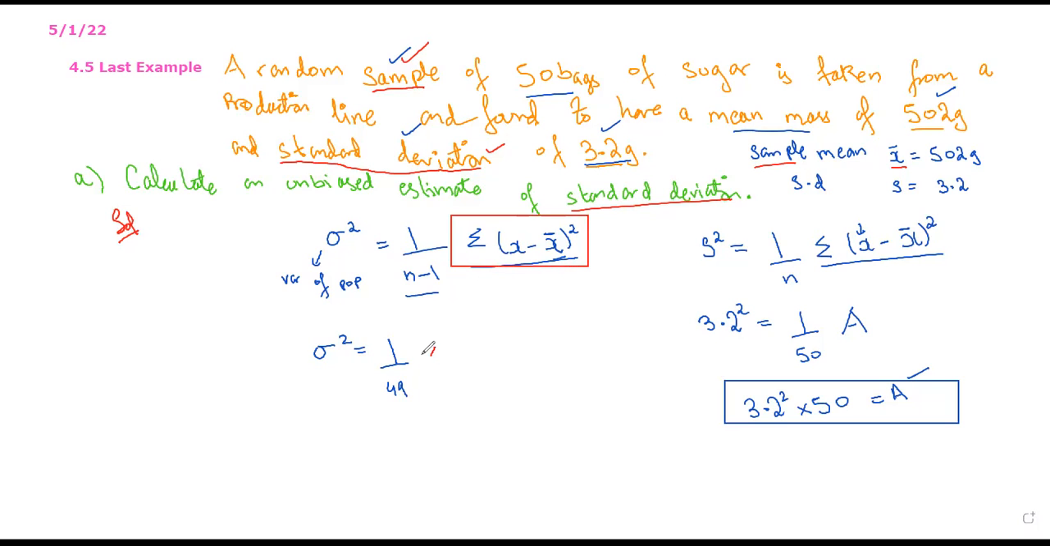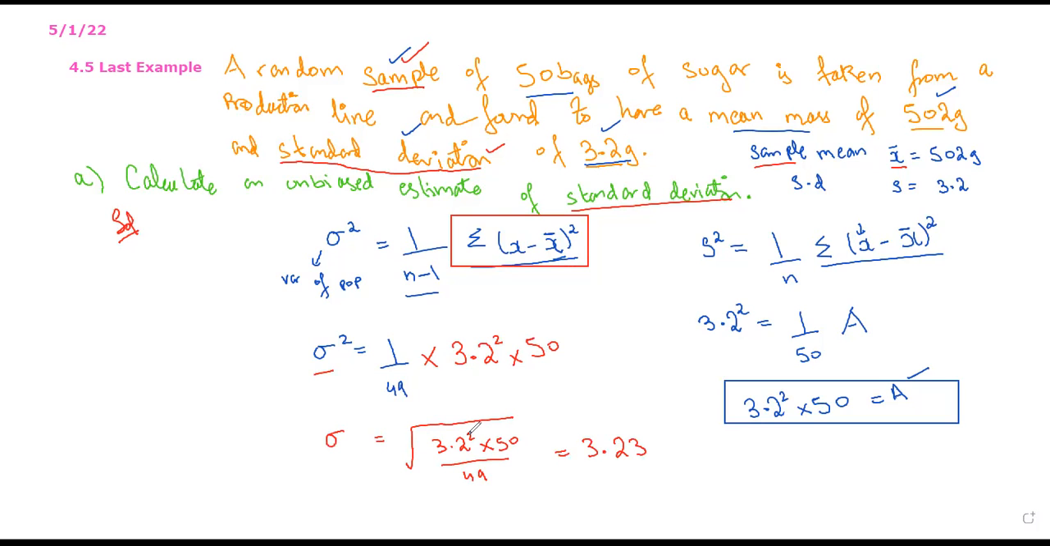So here I'll write the value of A as it is, just so I can give reference to this 3.2 square into 50, because I've already written it that way, into 50. This is what we are getting. And finally, because I need standard deviation, be very clear, this is variance. Students lose marks this way by making such mistakes. So 3.2 square into 50 divided by 49, that is going to be 3.23.